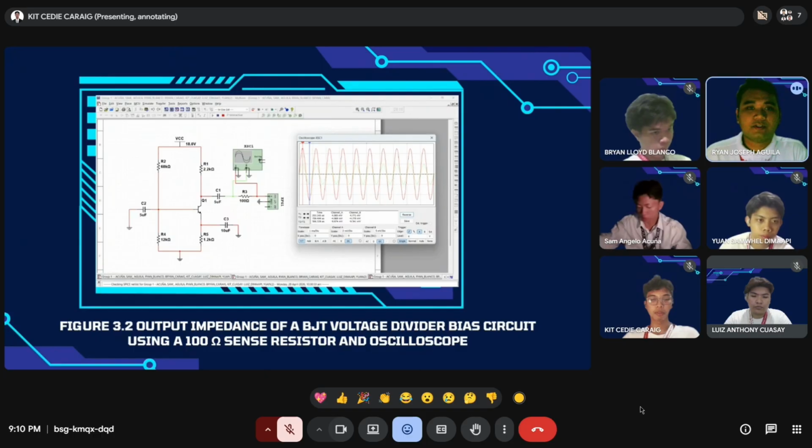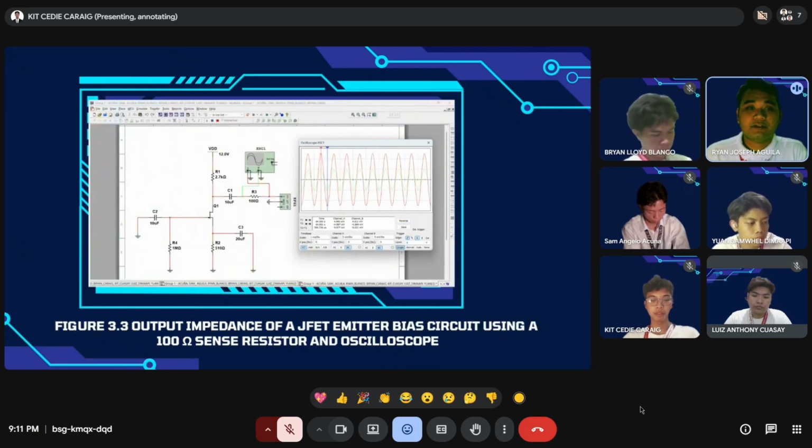And moving on to figure 3.2, this circuit uses a voltage divider bias configuration, which improves stability. Here, the oscilloscope shows a much larger gap between the source and output signals. This is important: a large voltage drop across the sense resistor means that more current is flowing. So compared to the fixed bias circuit, this configuration clearly delivers higher output current. Next slide, please. In figure 3.3, we have the JFET emitter bias circuit.